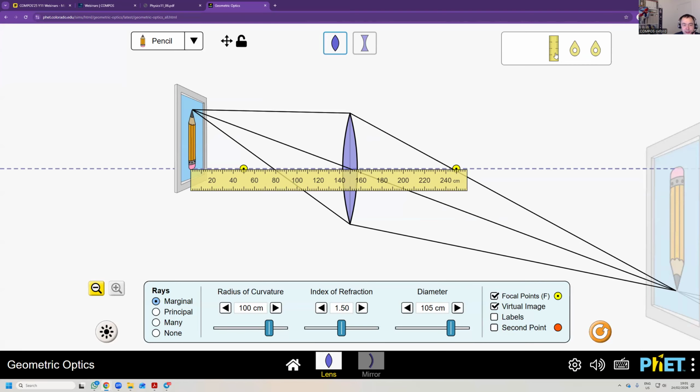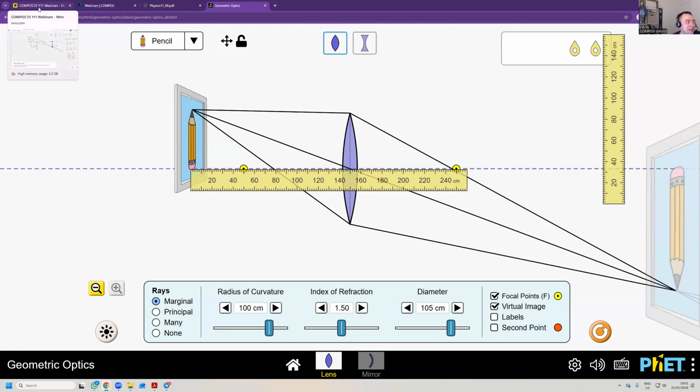And yeah, let's check. The pencil is 58 millimeters, and the image of the pencil is 116. Makes perfect sense. Ta-da. Okay.